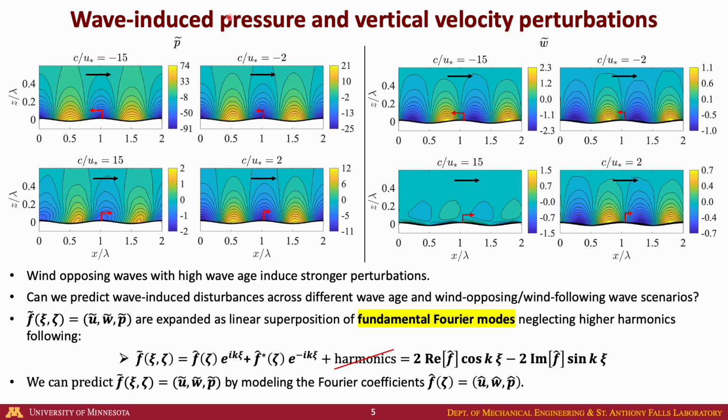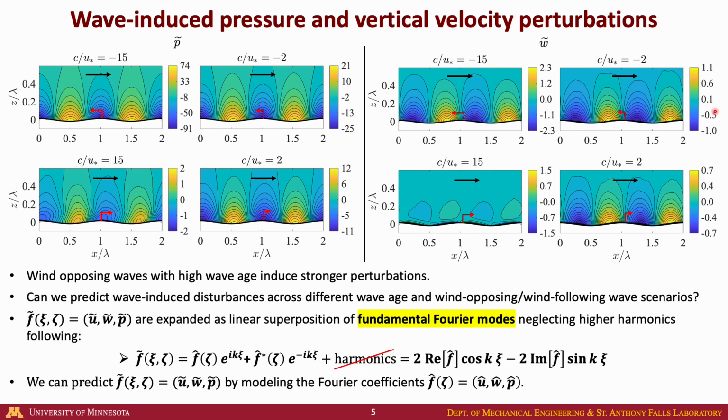In this slide, we show the wave-induced pressure on the left-hand side and wave-induced vertical velocity fluctuations on the right-hand side for wave ages -15, -2, +2, and +15. The waves create alternating patterns of pressure whose vertical gradients generate forces that drive the upward or downward fluid motion related to the wave surface. And this results in the alternating pattern of the vertical velocity perturbations as shown on the right. These perturbations are stronger under high wave age and wind opposing wave conditions as seen from the -15 wave age case. The strength of these airflow disturbances decreases as we move towards wind following wave conditions.